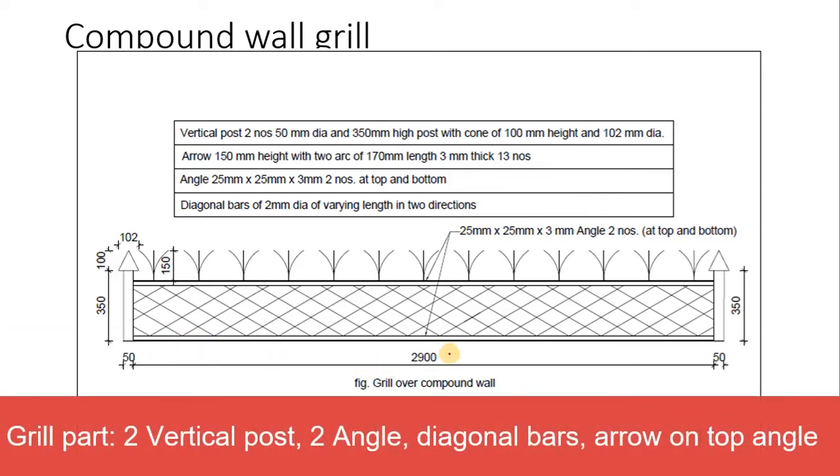This is the compound wall. You can change the dimension as per your requirement. Here you can see the parts of the compound wall grill. This is angle, one at the top and one at the bottom. There are two angles of 25 mm by 25 mm by 3 mm. This is the angle 25 mm by 25 mm by 3 mm.